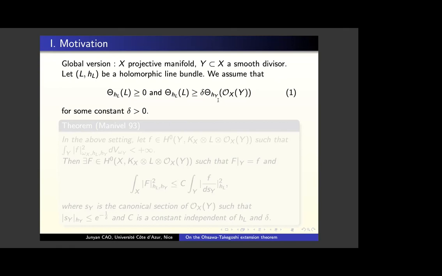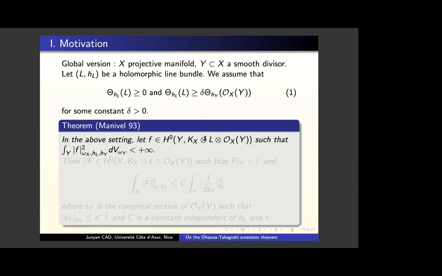And the second condition is the crucial condition here. We need to ask that the curvature of L with respect to this possibly singular metric is larger than delta times the curvature of O_Y. We recall that for the metric h_Y here, we suppose that it is a smooth metric. We assume that this metric satisfies these two conditions for some constant delta which is strictly positive.